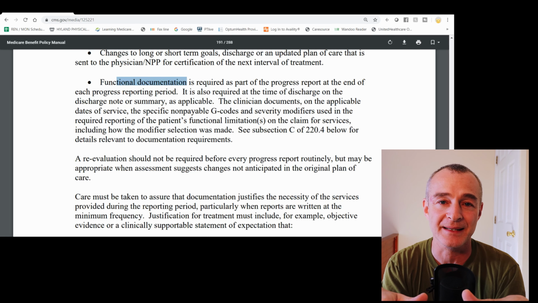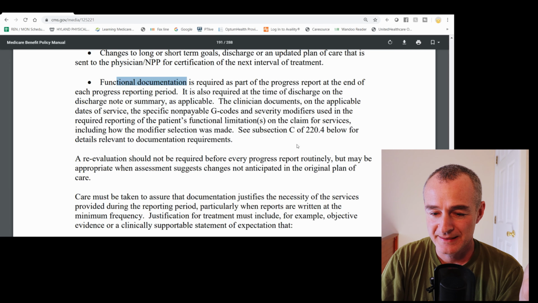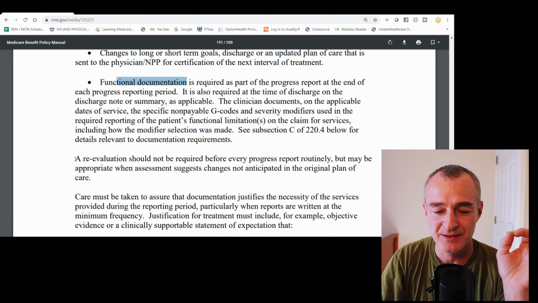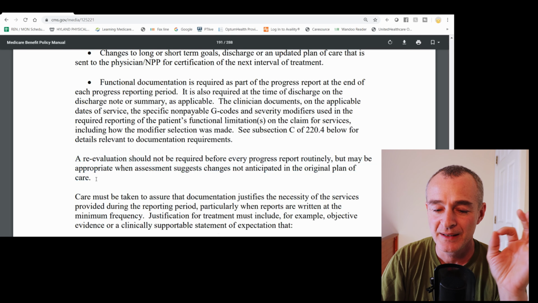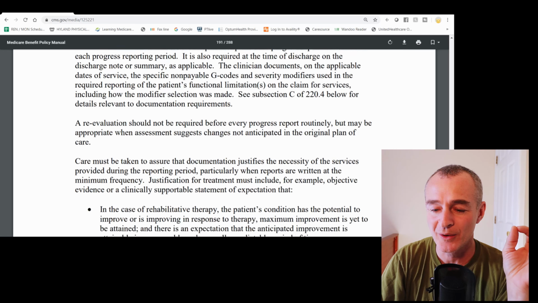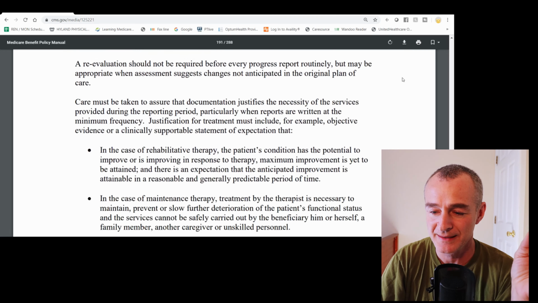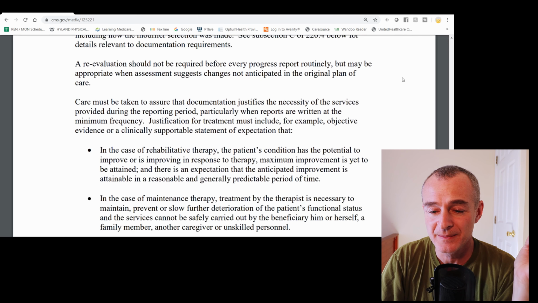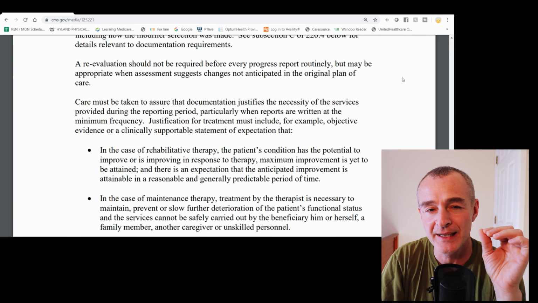Just stick to basics. So let's see here, functional outcome reporting, a reevaluation. I talked about this in a previous video. A reevaluation is not required before every progress note routinely, but it may be appropriate when assessment suggests changes not anticipated in the original plan of care.